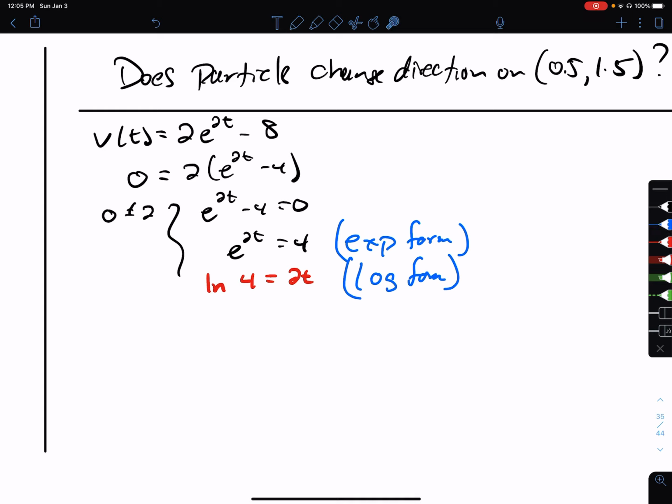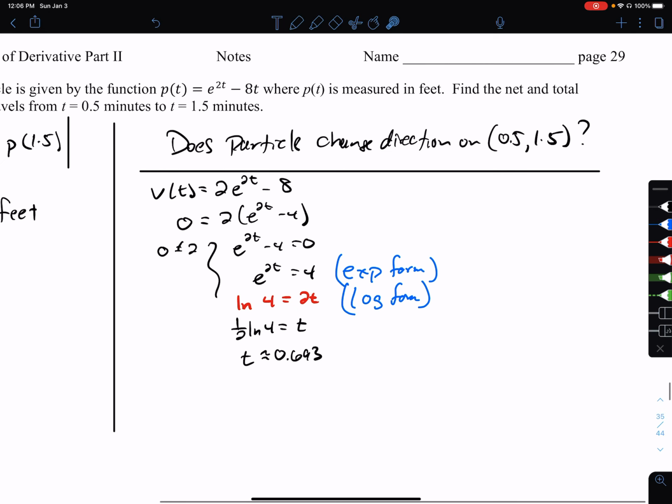If you don't like that, another way to look at it is I natural log both sides. If you natural log this side, natural log with the same base e becomes 2t. Natural log of this is natural log of 4. To get t by itself, I multiply both sides by a half, and I'm going to get a half of natural log of 4 is t. If you put that in your calculator, this is approximately 0.693. That is between these two. So this thing does change direction, possibly. At the very least, it stops for a moment.